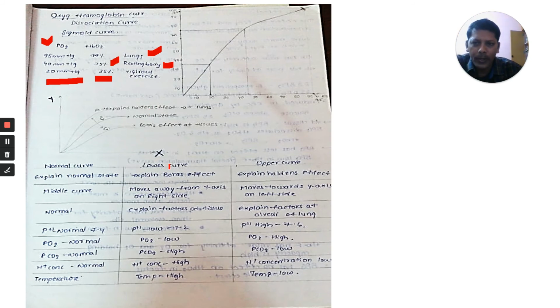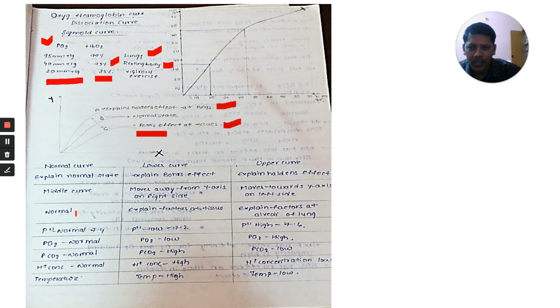Now what is the meaning of the lower curve and upper curve? You can see the three curves here. This is at lungs, Haldane effect. This is at the tissues, Bohr effect. And this is the normal state. These are the three curves: right shift, left shift, and the normal curve. The normal curve explains the normal state of our body, and this is the middle curve.